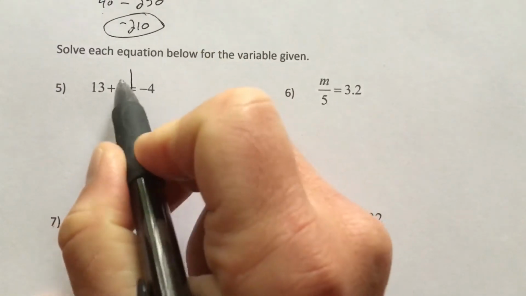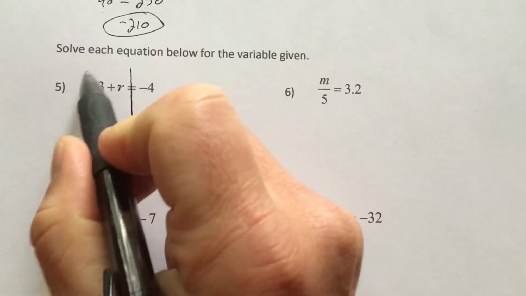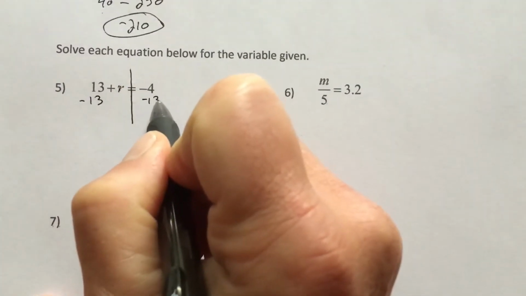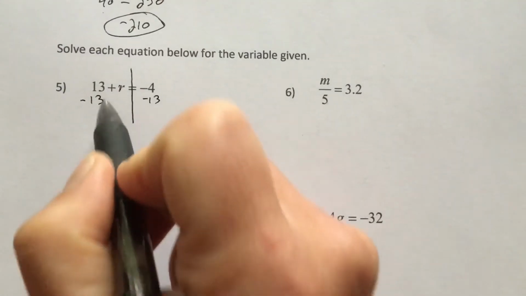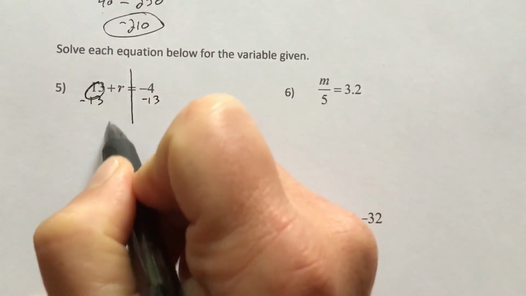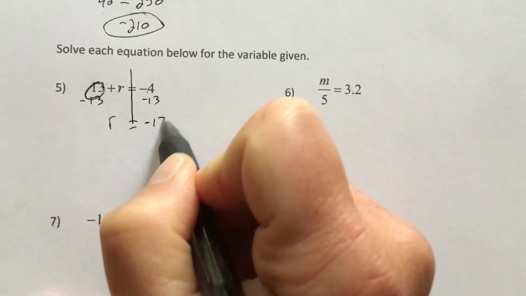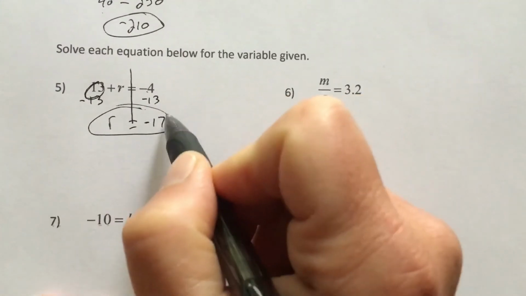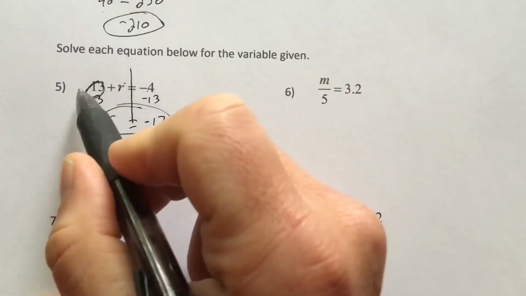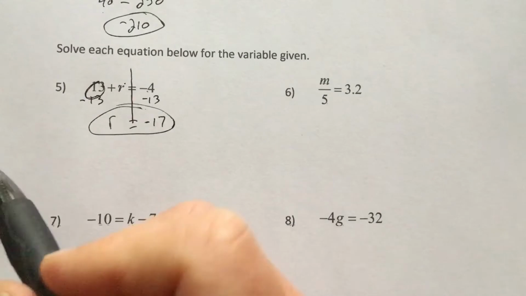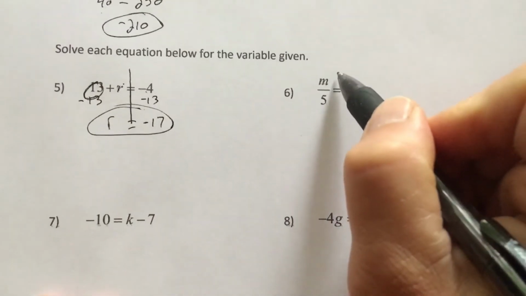Find your variable. In this case, there's the R. Right now it's being added by 13. Let's subtract that 13, bring it over to here. Make sure you do the same thing on both sides. That's going to cancel that. And R is going to equal negative 4 minus 13, which is a negative 17. Okay. We can always check our answer, plug it back in, make sure 13 plus negative 17 gives you negative 4. So you can know that you've done it right.